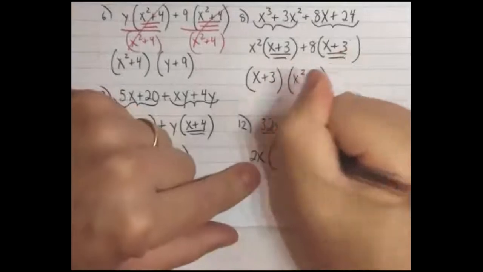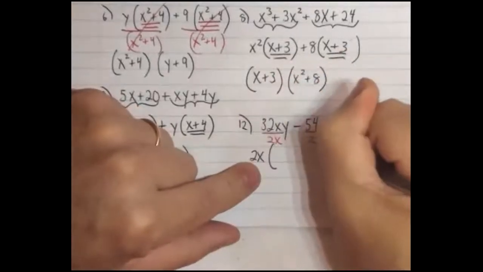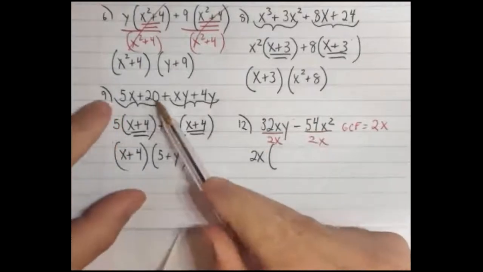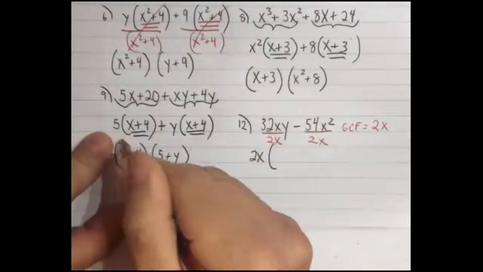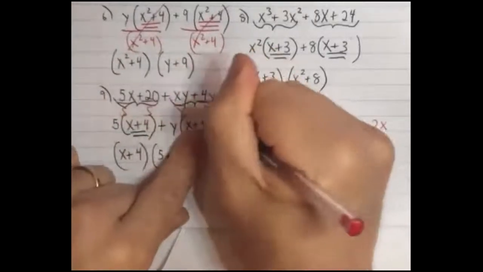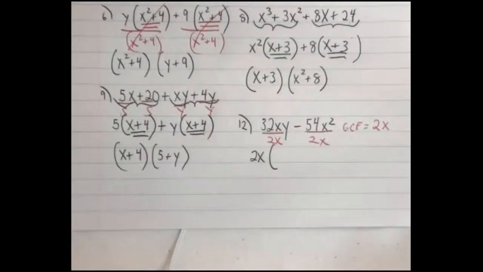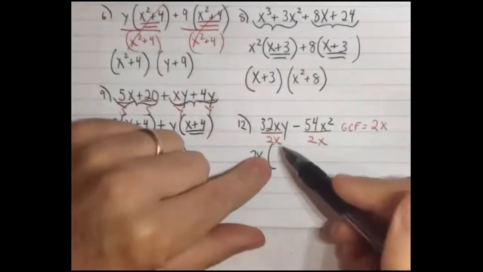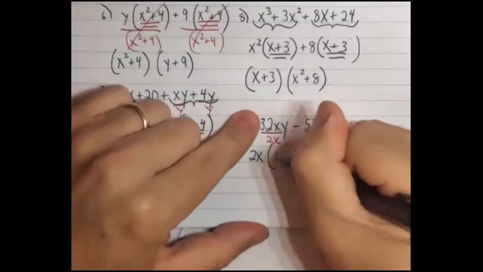So again, some of them I didn't actually show this because I probably didn't have the room. But it's what's happening here. When I'm pulling out that 5, I'm dividing 5 into each of these. When I pull out that y, I don't always show it, but hopefully you understand what we're doing. All right, so 32 divided by 2 is going to give me 16.